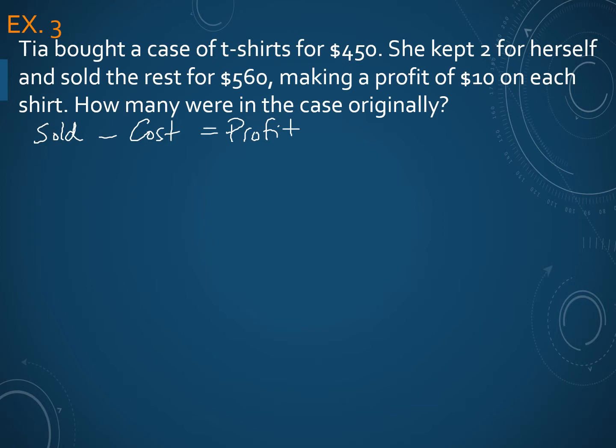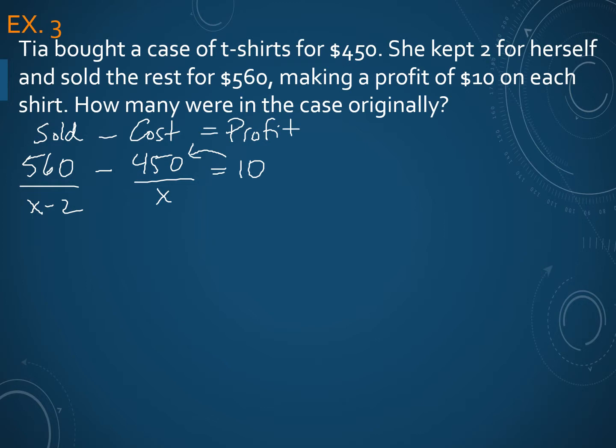Let's start with the cost. So it cost her 450 bucks for X amount of t-shirts. She sold them for 560 bucks, but she took 2 out and kept them for herself. So cost, we had X shirts, sold, she sold X minus 2 shirts because she kept 2 for herself. So that would be the profit per shirt, and we know each shirt she profited $10.